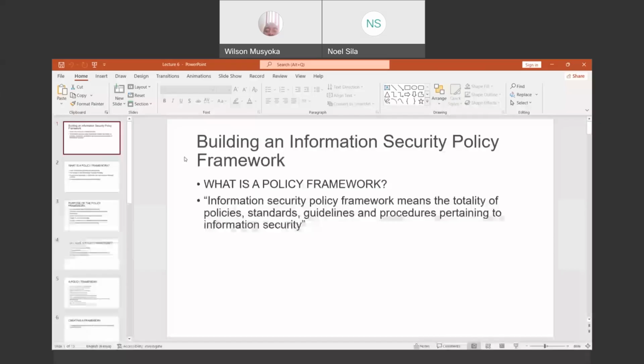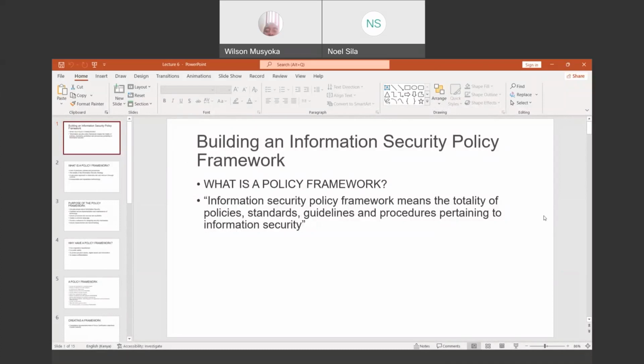Today's meeting is, first of all, to understand how we build an information security framework. And the most important thing we would like to understand is, when we talk of an information security framework, what exactly do we mean? That is the most important thing that we need to understand as we move on with the details of how we create one.